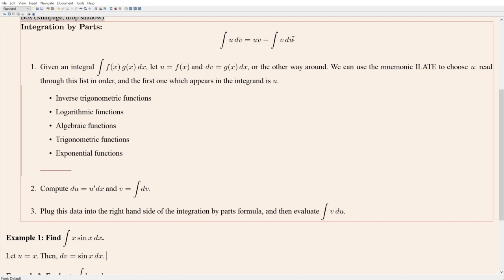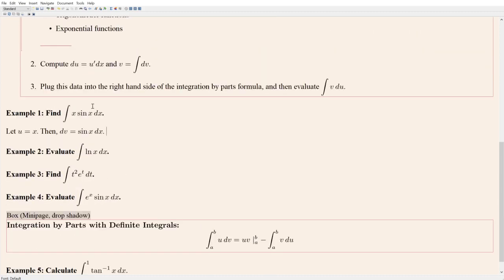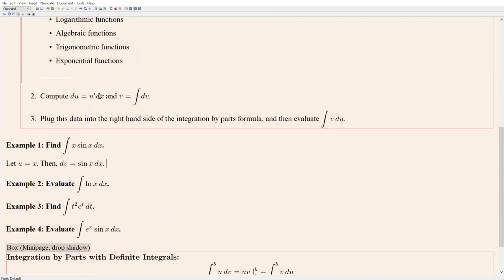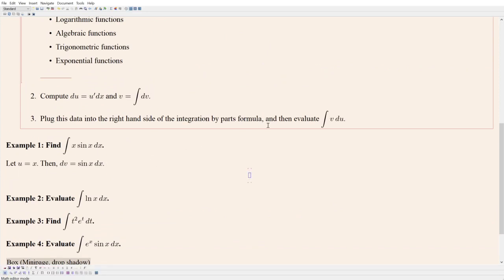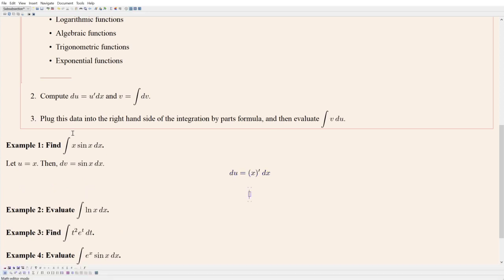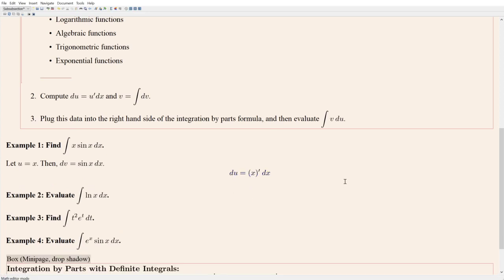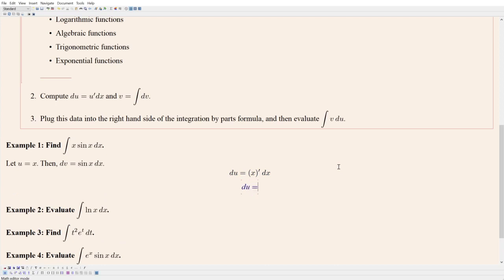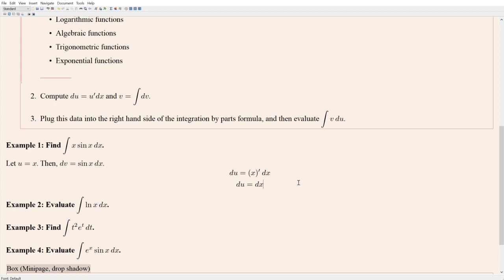So that's v. We also need du. So to get du, we need to take the derivative of u. And that's what I'm saying here in this second part. We need to compute du, which is the derivative of u times dx, and v, which is the antiderivative of dv. So du is equal to the derivative of x dx. Well, the derivative of x is just 1, right? So du is equal to dx. Not terribly surprising.